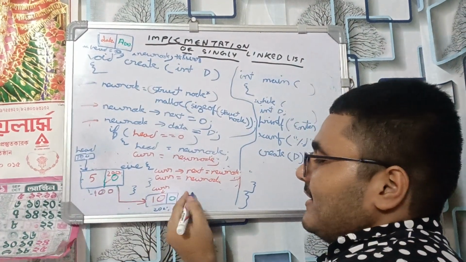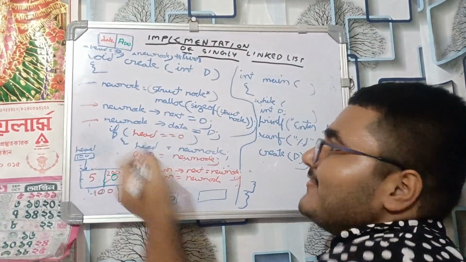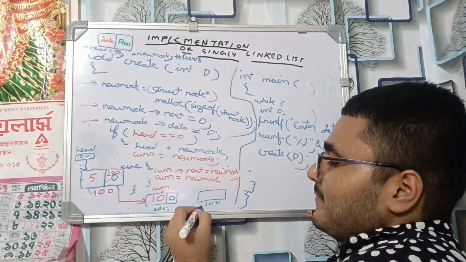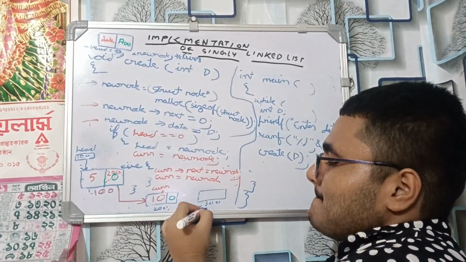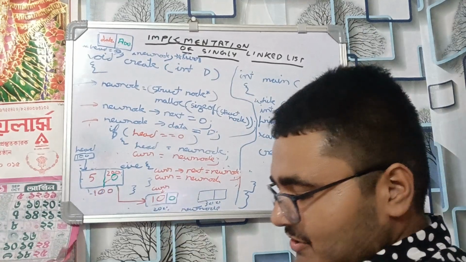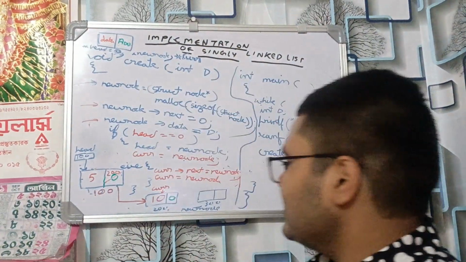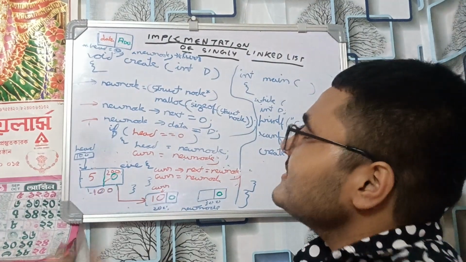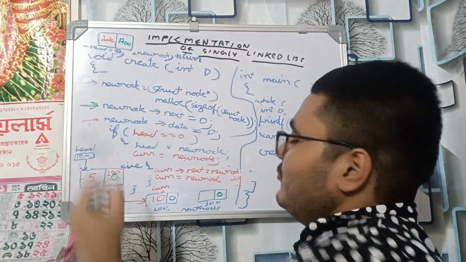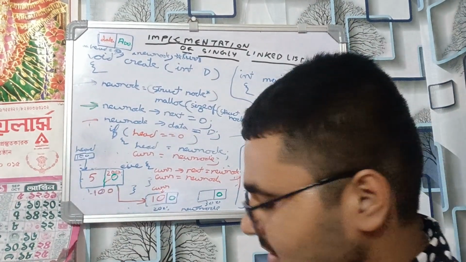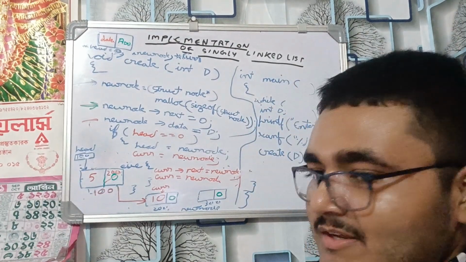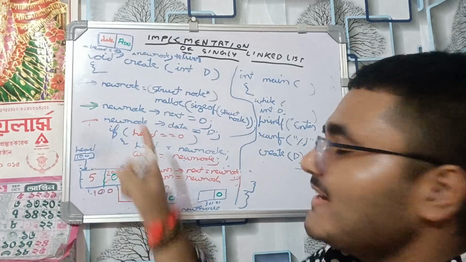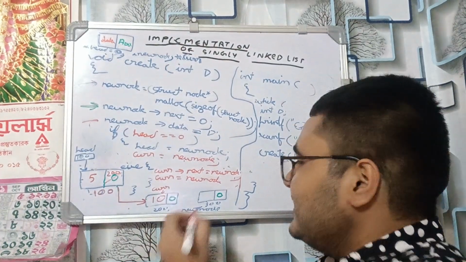Say I have executed this line first, so 300 is the new node, and by default the next part of this is 0, right? Because I have executed this line also, new node next equal to 0. And what am I saying? Is head equal to new node of data equal to D? Suppose 15 is given as data.